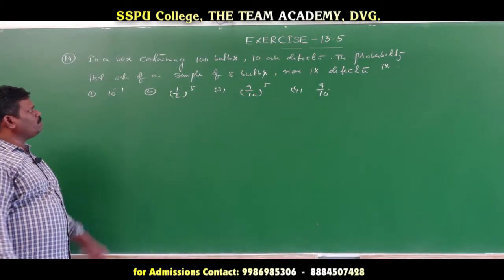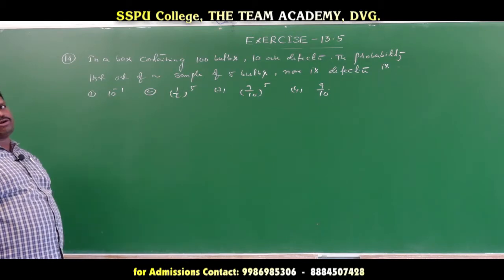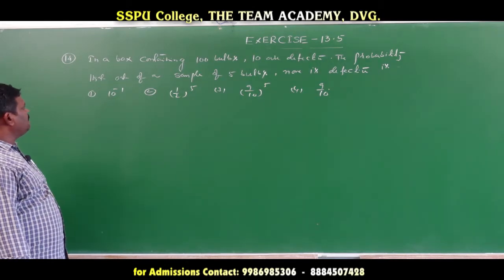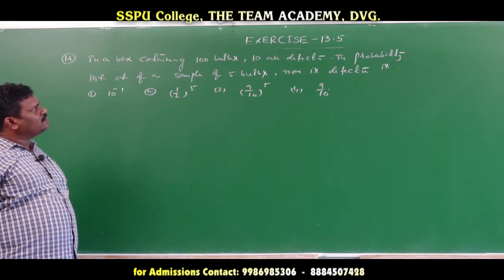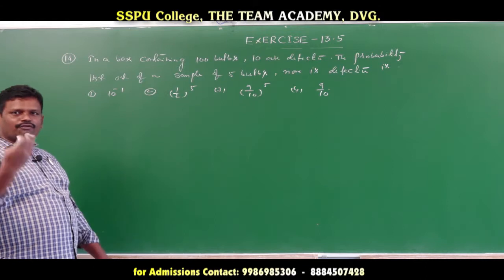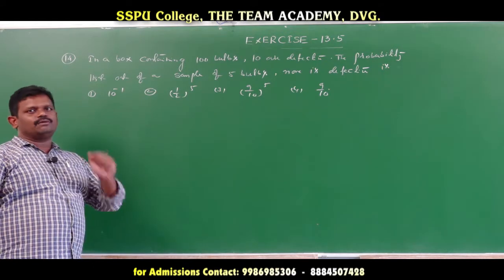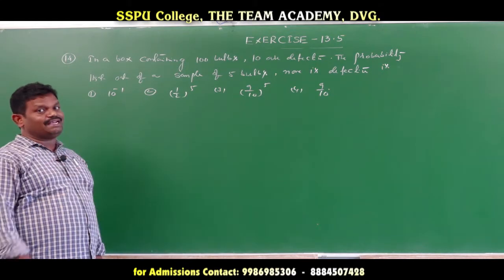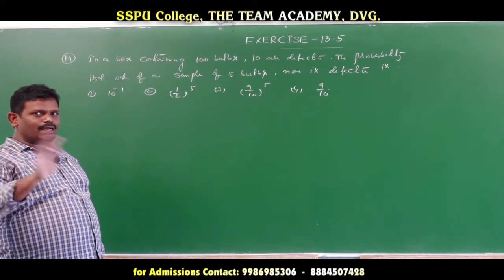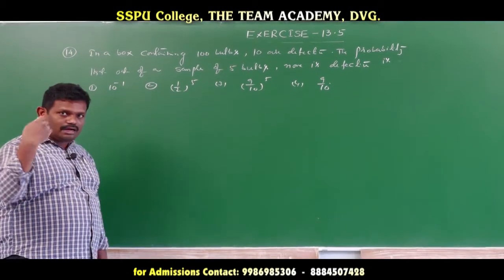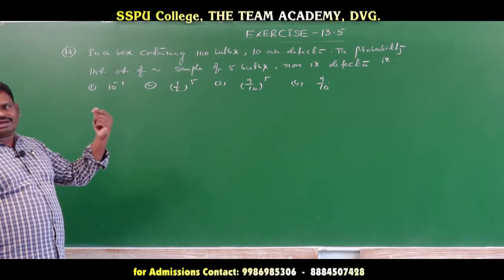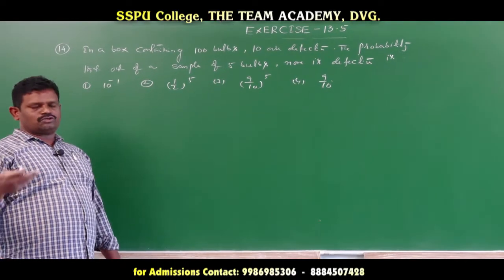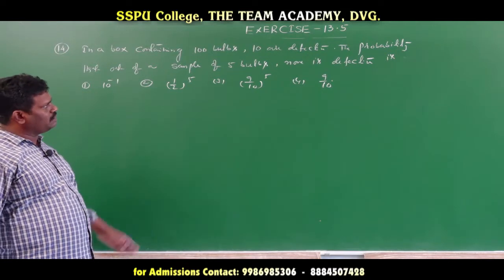Next, one objective bit is given. This is a previous CET bit, also important. In a box containing 100 bulbs, 10 are defective. Out of 100 bulbs, 10 are defective. In the previous question the defective percentage was directly given as 10%, but here it is 10 out of 100 bulbs. Both are the same concept. Again, the probability of success is 10 by 100, that is 1 by 10, for defective items.